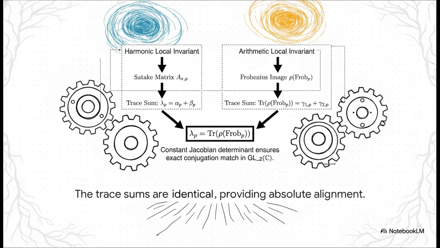And here it is, the peak moment of unification. Because the underlying Keller map has a constant Jacobian determinant, the harmonic Satake matrix and the arithmetic Frobenius matrix match exactly under exact conjugation. Therefore, their trace sums must be mathematically identical. Lambda p perfectly equals the trace of the Frobenius element. It is an absolute, unbreakable alignment.